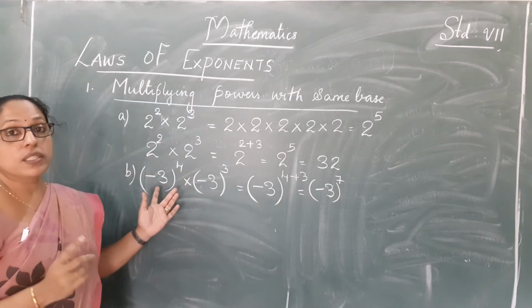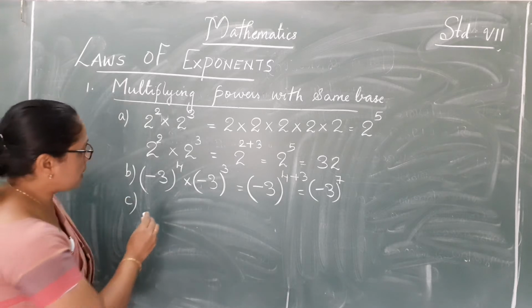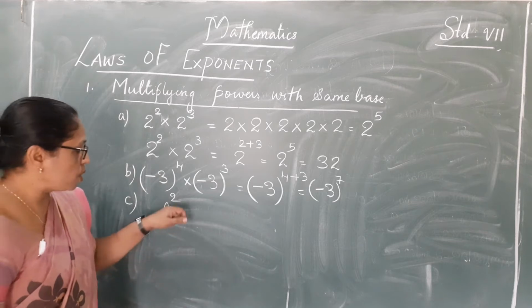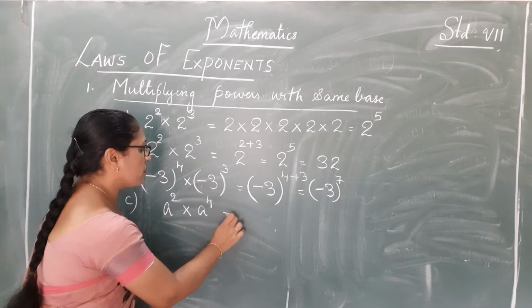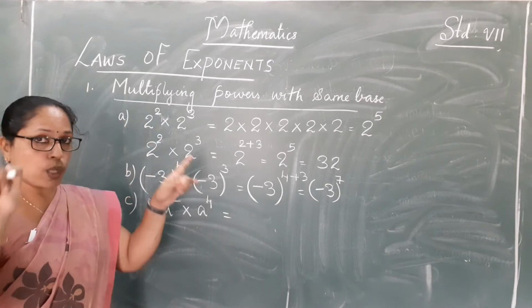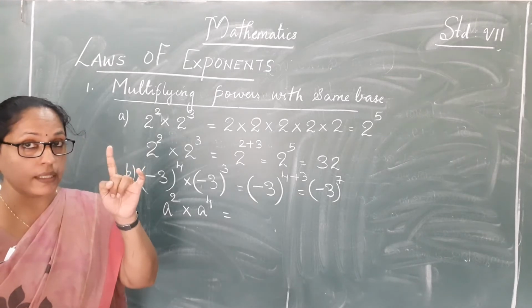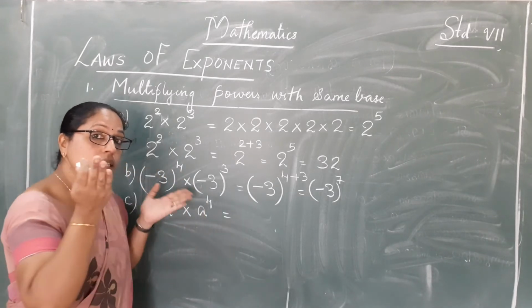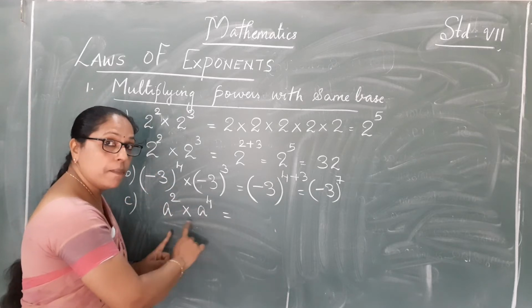Okay, so that is about the first law. Again, one more example I can show you. That is, instead of numbers, I am taking letters. A raised to 2 into A raised to 4. So, to apply this law, what should be kept in your mind? Yes, check the bases. The bases are same. So, we are multiplying the powers with the same bases.